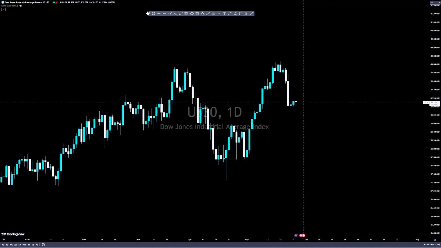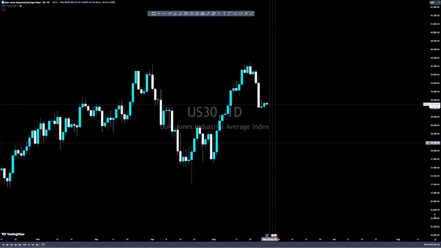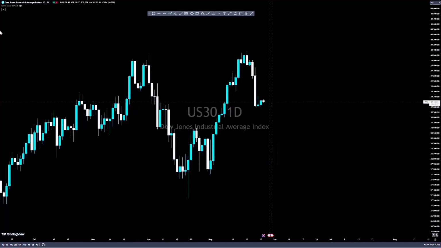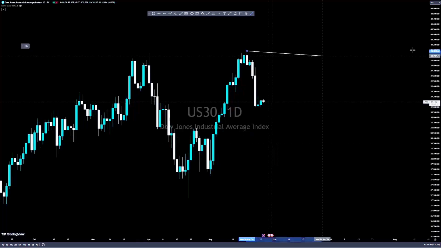So let's start. I want to start at the highest time frame, which is the monthly, or I won't even go to the weekly time frame. I will start at the daily time frame. Just like I did with German 40, I will start by marking what we call the buy side liquidity and the sell side liquidity. So let's start with the buy side liquidity. Okay, so this is the buy side liquidity.